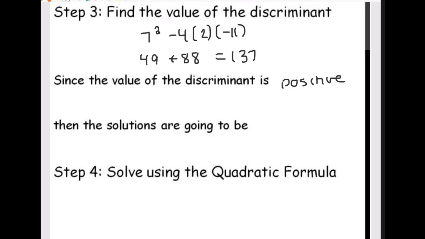So since the value of the discriminant is positive and a non-perfect square, we have 2, and in this case, if you want to add it in, irrational roots. Because 137 is not a perfect square, which means that my roots are going to be non-integers.